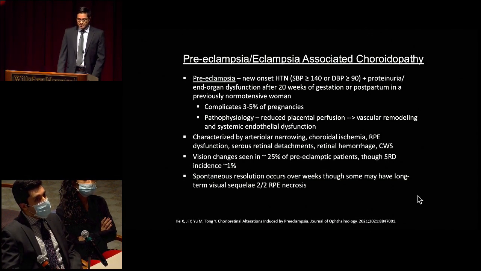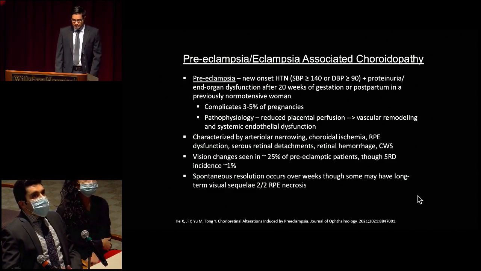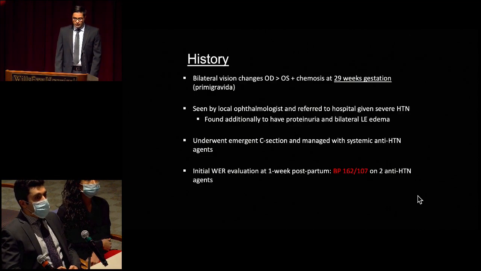Fundoscopically, it can be characterized by arterial narrowing, choroidal ischemia, RPE dysfunction leading to serous detachments, as well as retinal hemorrhages and cotton wool spots. Vision changes are seen in roughly a quarter of preeclamptic patients, with serous detachments occurring in only about 1%. And management involves delivery of the fetus as well as the placenta, and then management with systemic antihypertensive medications. And most patients will recover vision spontaneously over the course of several weeks, though some do have long-term visual sequelae related to RPE necrosis.